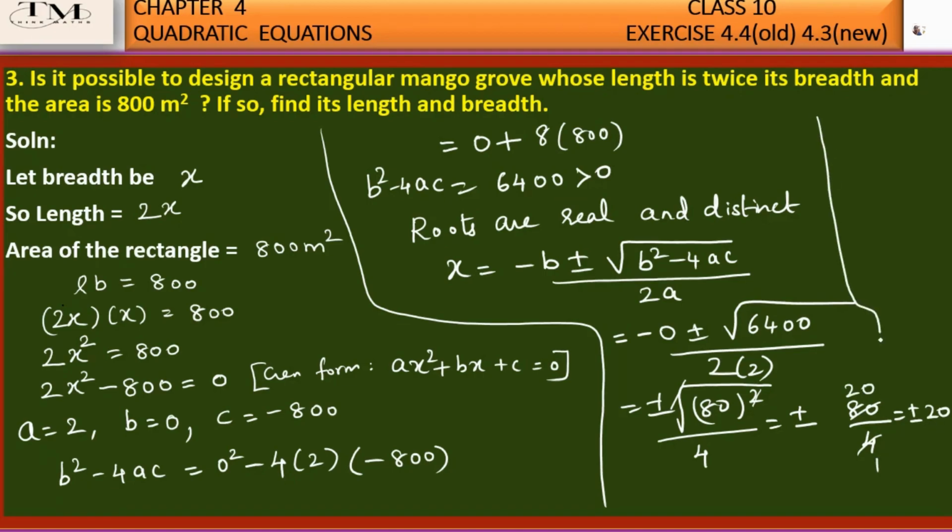So here we are talking about length and breadth. We got x is equal to plus 20 and minus 20. So x is nothing but breadth. Breadth cannot be negative, so we are going to take the positive value. So breadth is equal to 20 meters. So length is equal to 2x, so 2 into 20, which is equal to 40 meters. So we found the length and breadth of the rectangular mango grove. Okay, understood? So let me go to the next problem.